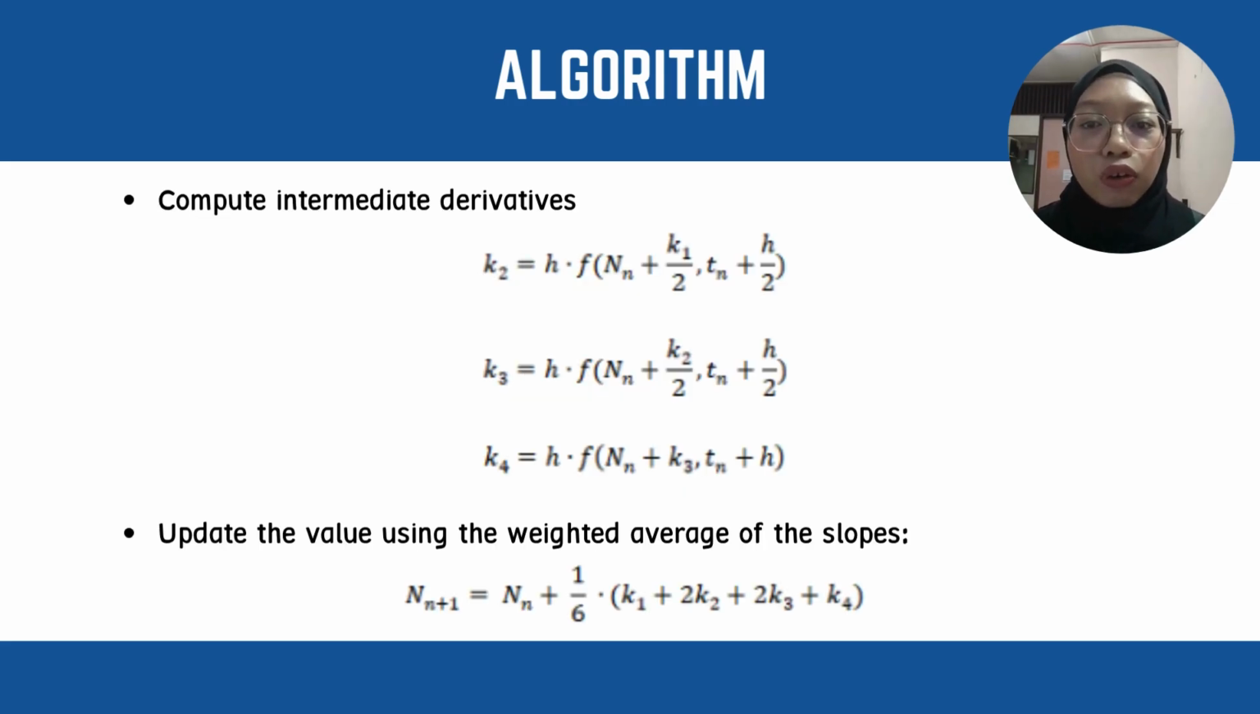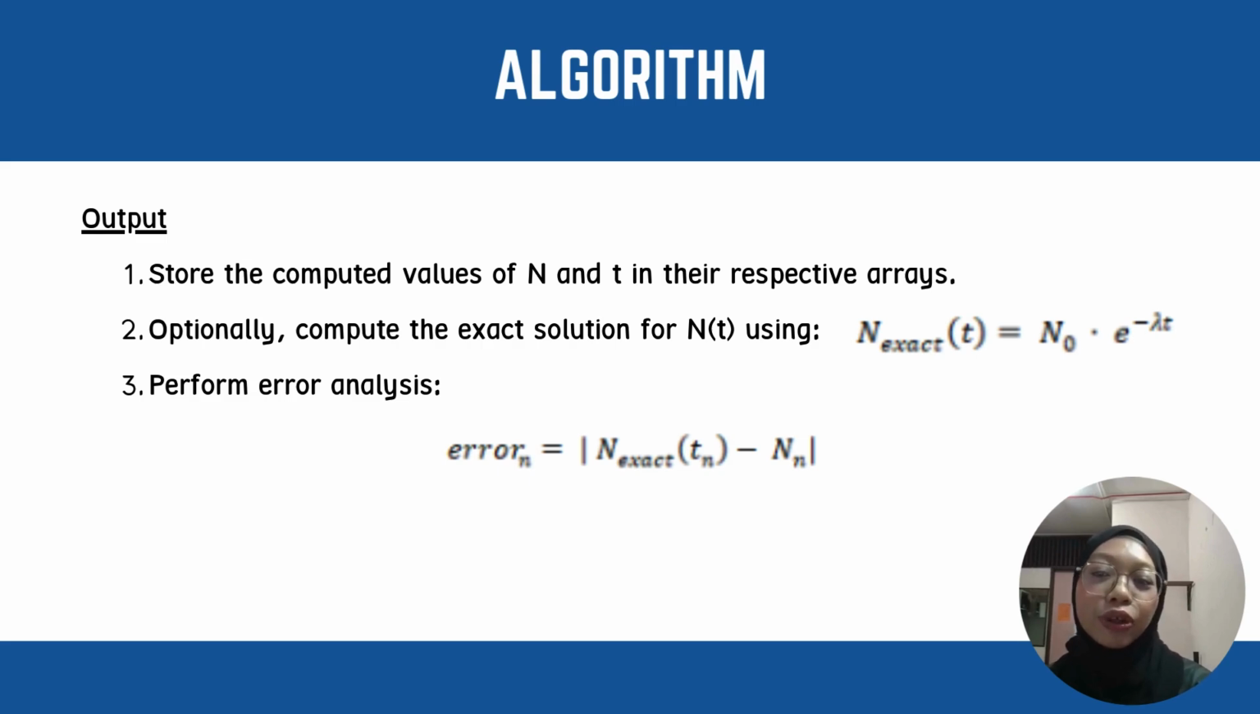To find the value of K2, K3, K4, compute the intermediate derivatives by using this formula, and then update the value by using the weighted average of the slopes formula. Lastly, for the output, store the computed values of n and t in their respective arrays.